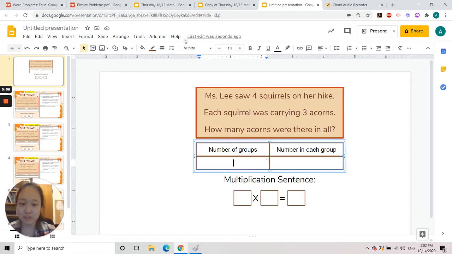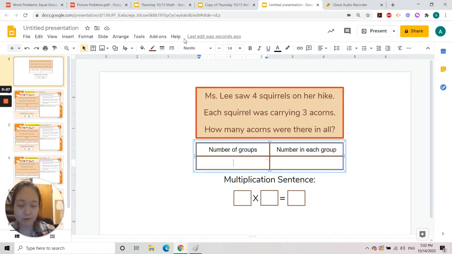Yesterday, we learned that multiplication has to do with equal groups. If you know the number of groups and the number in each group, you can use those two numbers to set up a multiplication sentence. And then you can solve for the answer or the product. Today, we are going to focus a little bit more on different strategies that you can use to solve.